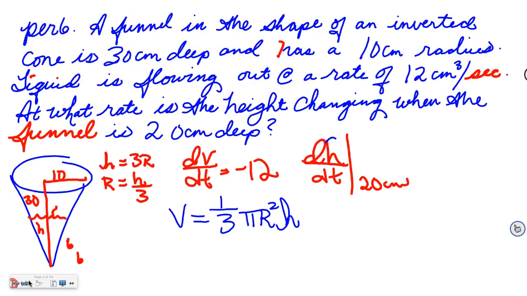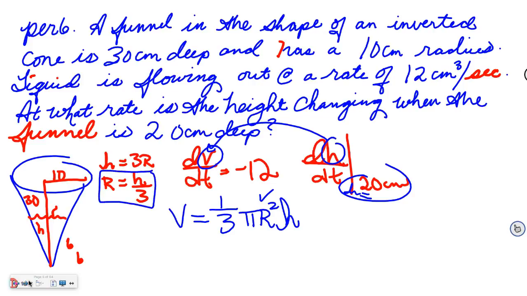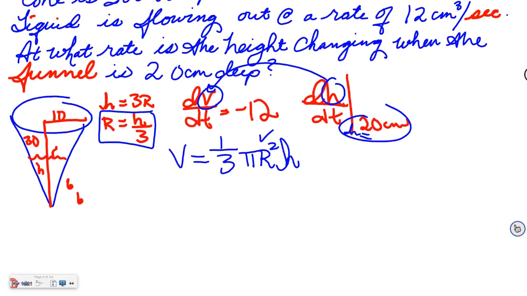I need to find dh/dt when h is 20, when I know dV/dt. Notice there is no r in this. So what I'm going to do is get r out of here and replace it with its expression in terms of the height. I'm going to replace that radius with 1/3 of the height. Some of you replaced it with 3h, so you have to be careful right here. The radius right here is 1/3 of the height.